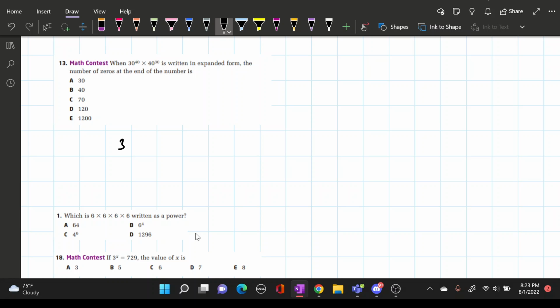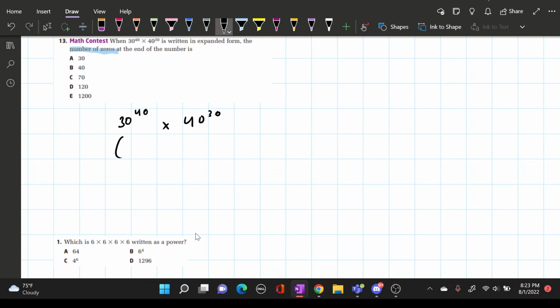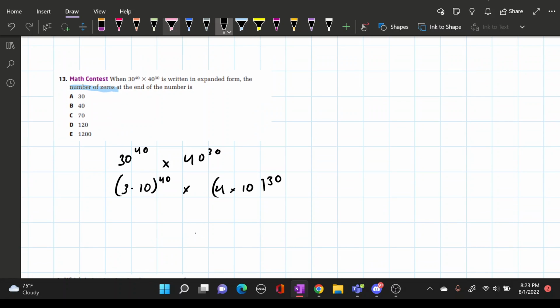Here we have 30 to the power of 40 times 40 to the power of 30. The question is, what is the number of zeros at the end? What we can do is understand that 3 times 10 is 30, to the power of 40, and 4 times 10 is equal to 40. When we make zeros, what is 0 basically? Let's sidetrack a little bit over here and make a little note to the side, rough notes.